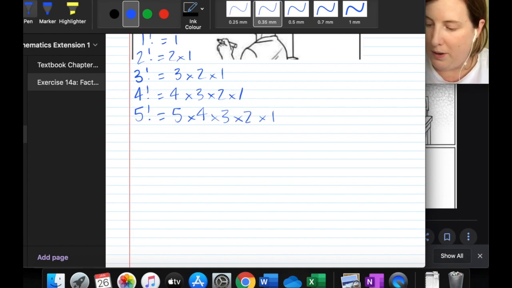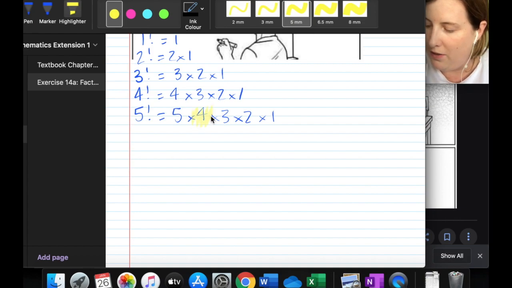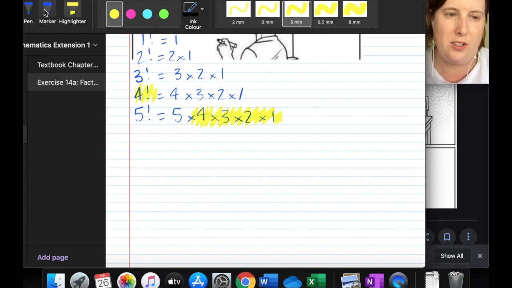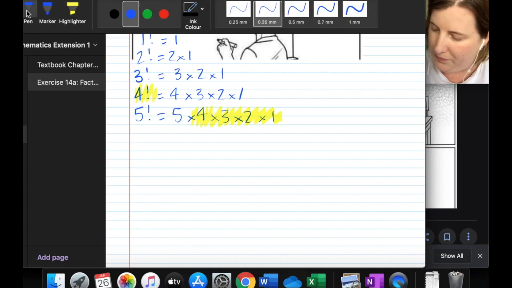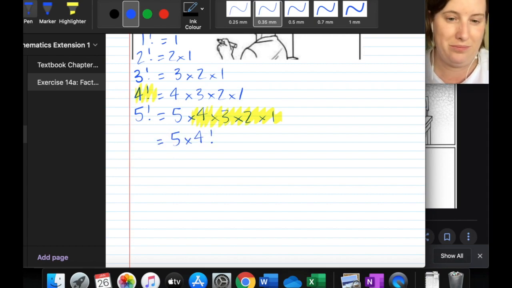But why do we bother writing all this out? Because we know this whole 4 times 3 times 2 times 1 is just 4 factorial. So why wouldn't we just write 5 times 4 factorial? That's going to prove really useful later. And that's what we call unrolling. So that's going to be the basis of the next video.